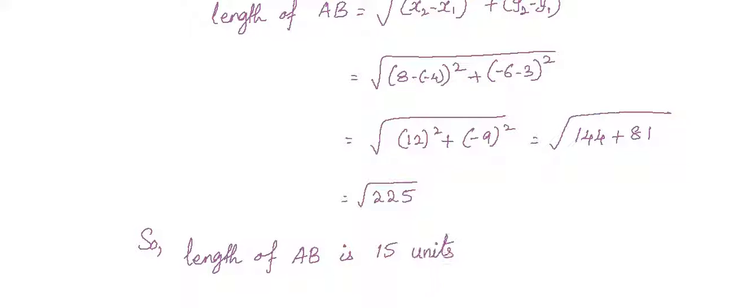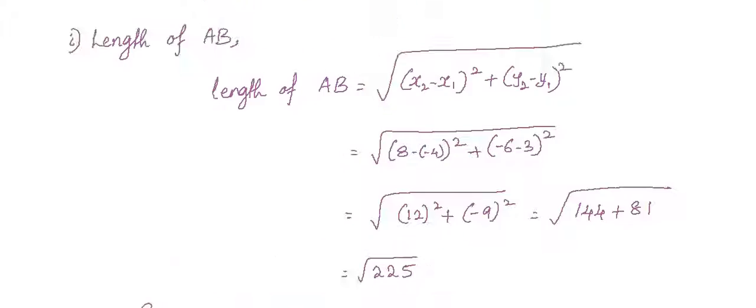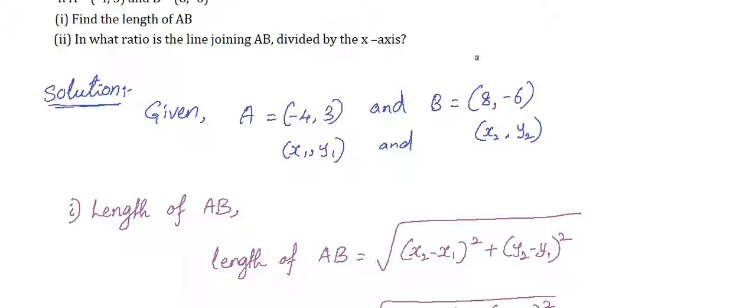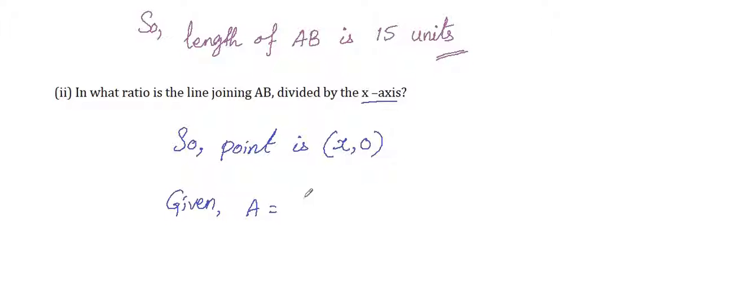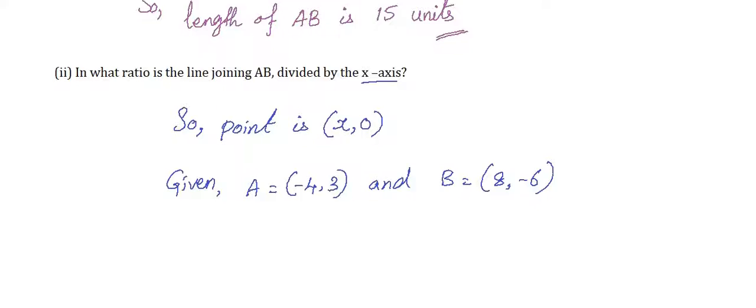Now find in what ratio the line joining AB is divided by the x-axis. So if the point divides on the x-axis, that point will be like (x, 0) because the y coordinate will be 0 if it divides on the x-axis. So on the x-axis the y coordinate will be 0. And write down the given points again, which are (-4, 3) and (8, -6).